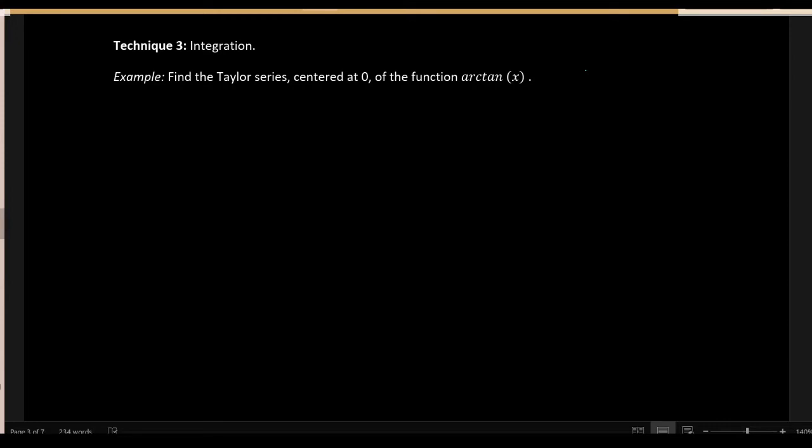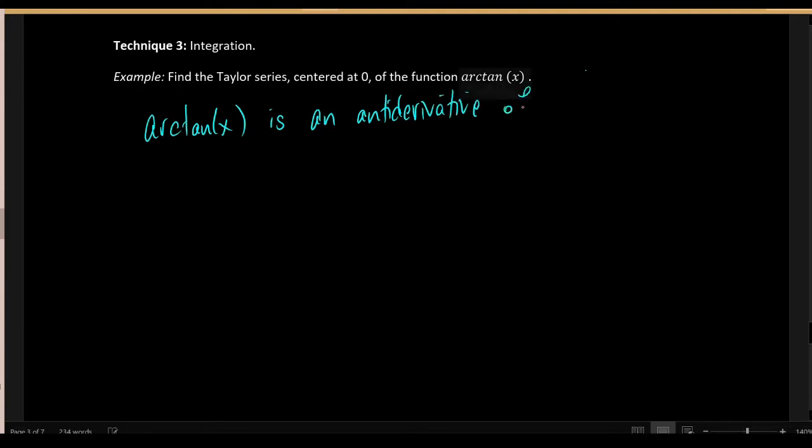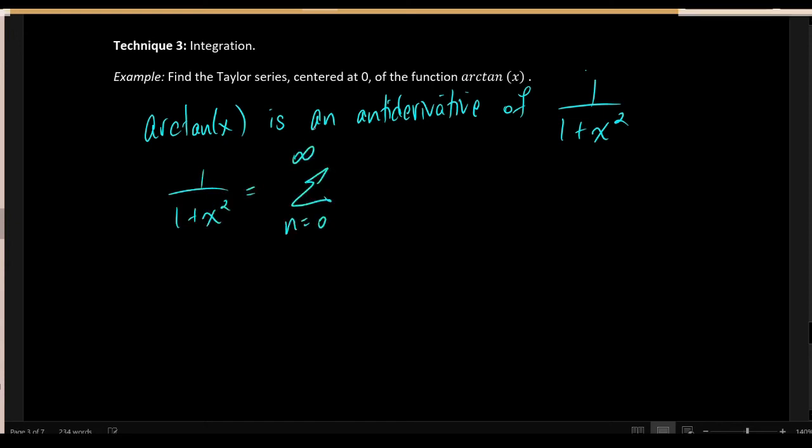So for example, they want us to find the Taylor series centered at 0 of the function arctan of x. Now the neat thing about arctan is that this is an antiderivative of the function 1 over 1 plus x squared. We have already found that 1 over 1 plus x squared could be obtained by summing from 0 to infinity the quantity negative 1 to the nth power times x to the 2n power.